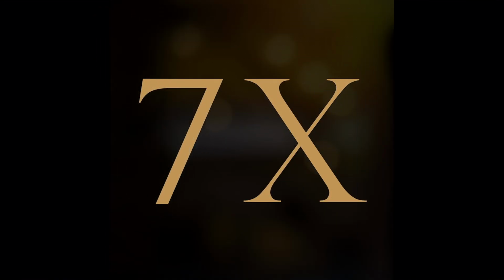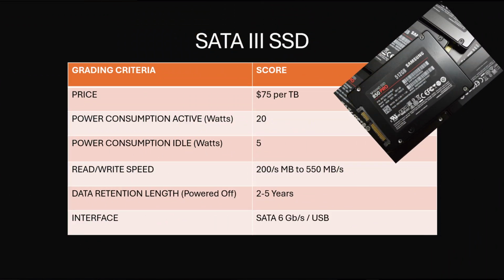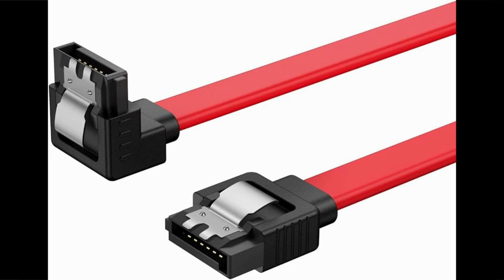The following specs are for the solid state drive that is utilized through the SATA 3 port. The price for these drives is far pricier than the older technology. You can expect to pay about $75 per terabyte for the latest and greatest. Typical read-write speeds are 3 times that of the hard disk drive. The interface is the SATA 3 6 gigabit cable or USB. These devices consume far less power while active than the older technology.